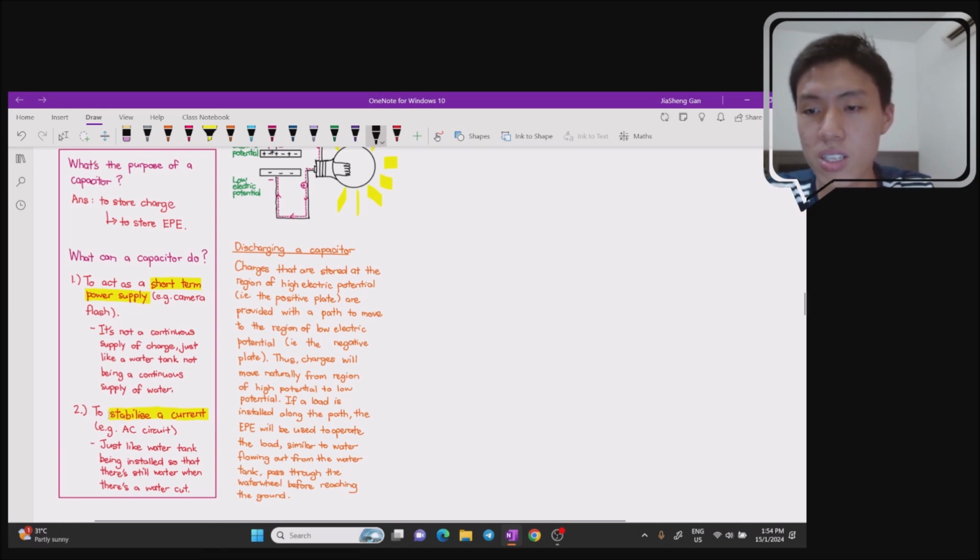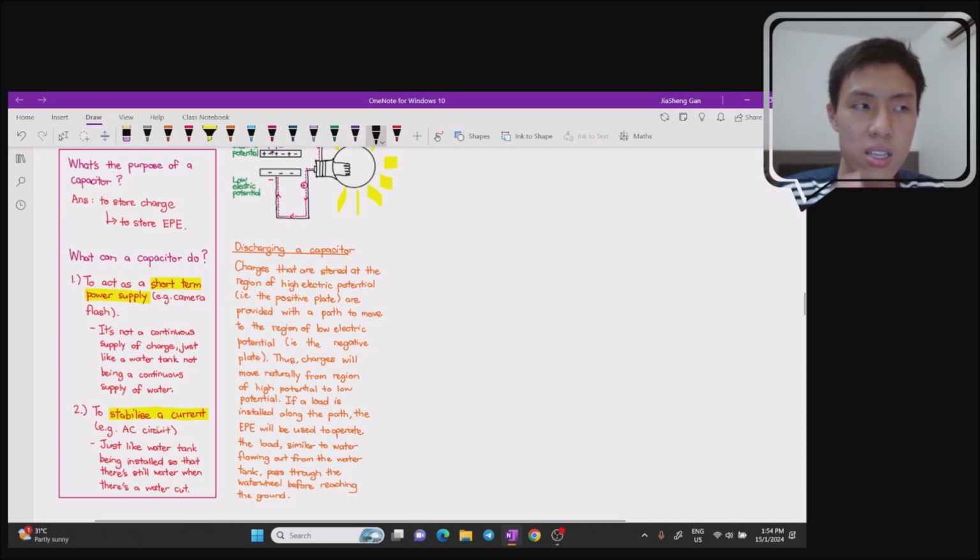Another purpose is to stabilize a current. You can think of it like the storage tank that you have in your house, which is for you to cater for a situation where there's a water cut. Let's say there's no water coming out from your Jabatan Bekalan Air in Malaysia, or from the water processing plant, so there's a water cut. Then it's good that you have a water tank because it serves as a temporary source. So it's a similar idea.